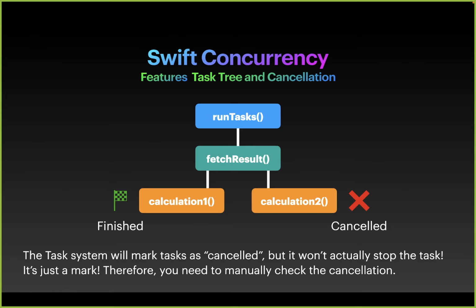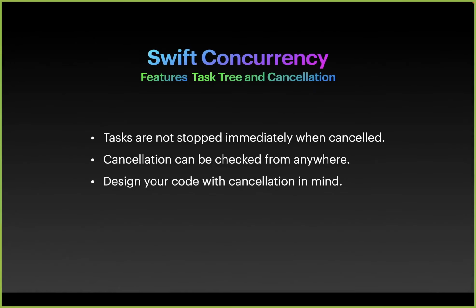Is that clear? So the cancellation mark happens automatically, but you have to check manually to do early termination. Now, there are some comments, actually these 3 comments are provided from WWDC last year. First, tasks are not stopped immediately when canceled, because it's just a mark. Cancellation can be checked from anywhere. We're gonna show you how to check the cancellation, and also keep in mind when you design your code that cancellation can happen.